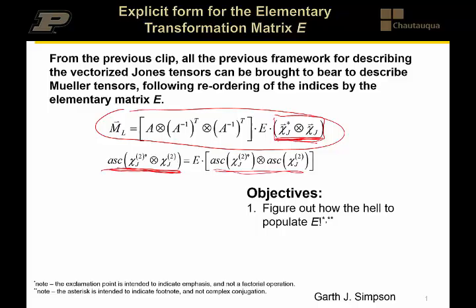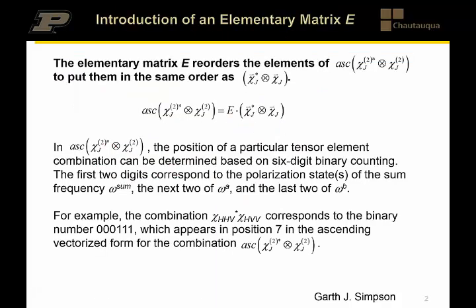So if we can get the Mueller tensor written in terms of this vectorization of the Kronecker product of Jones tensor elements, life is easy. Briefly, I'll review the vectorization of matrices, because that'll serve as the foundation. The way that we do that is we have to rearrange the tensor elements in this term to make them look like the tensor elements in that term. And we do this with the matrix E, which will allow us to resort the elements that emerged in the vectorization. That's the objective of this discussion, figuring out how to populate the elementary matrix E.